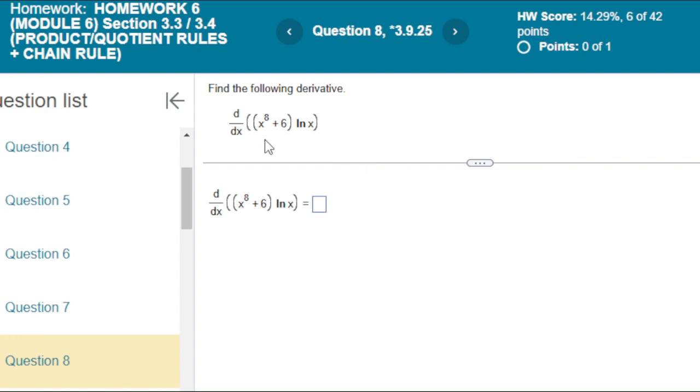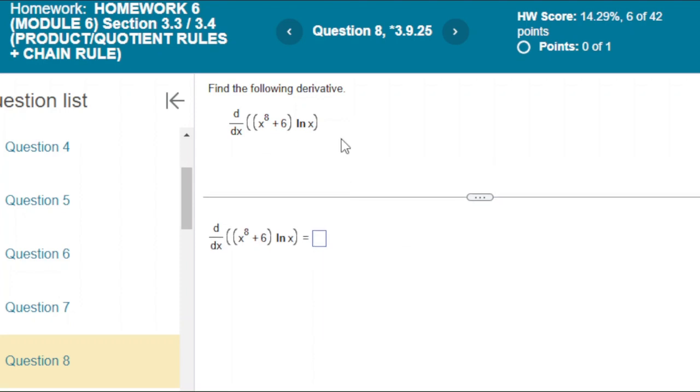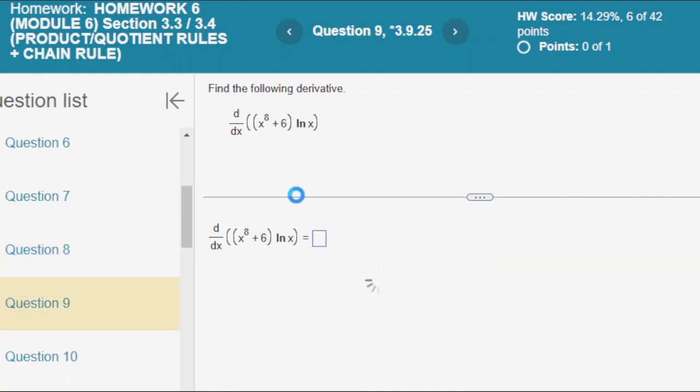And again, a very similar thing here. Find the derivative. We need to do d dx, right? The derivative of this. And again, we have a product of two functions. The first one is x to the eighth plus 6. And the second one is natural log of x. So you do this times the derivative of this plus this times the derivative of this. And you don't need to simplify your answer. You want to make sure you put in parentheses correctly, but you don't have to simplify your answer, although you can if you want to.